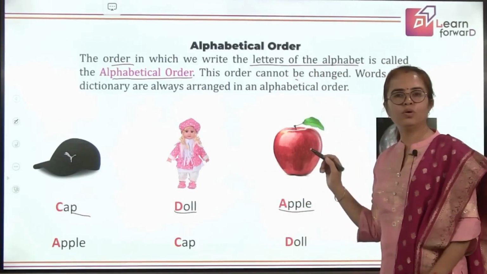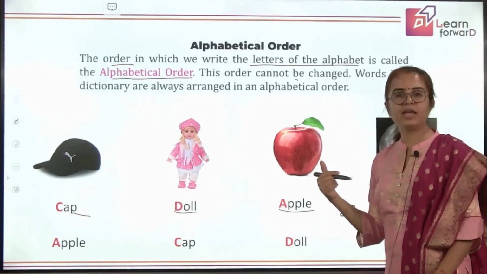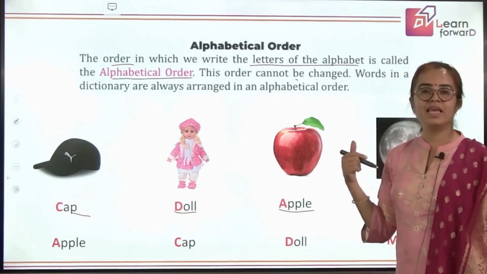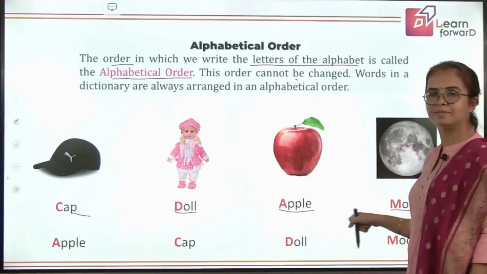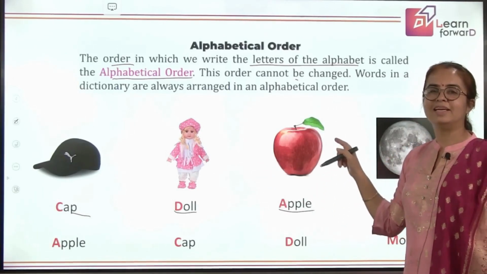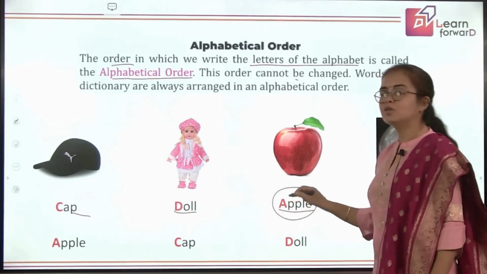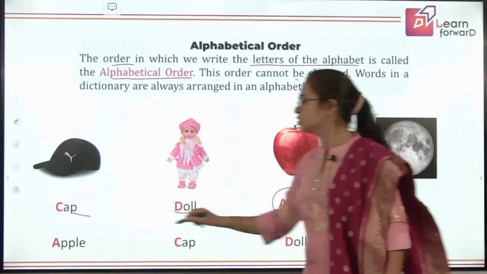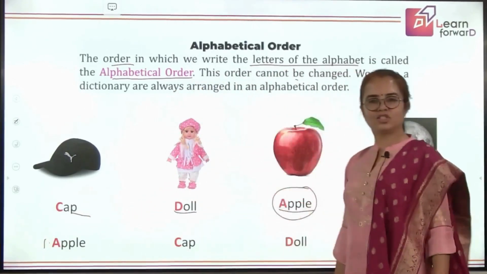So what are you going to do with that? Let's say the letters of the English alphabet. Let's say A. So do you have a word here starting with A? Let's find out. Yes, this is apple. So apple will be the first word out of these that you will find in the dictionary.